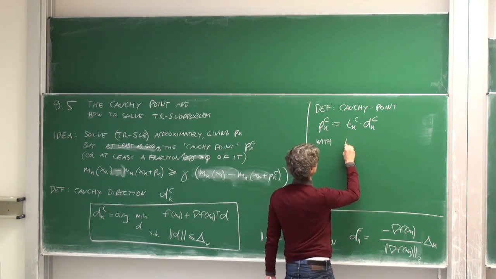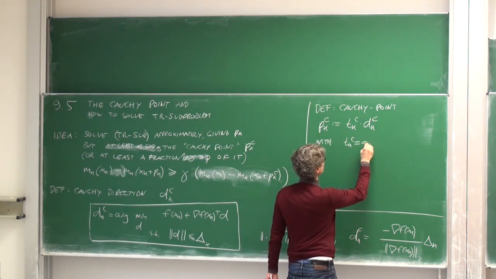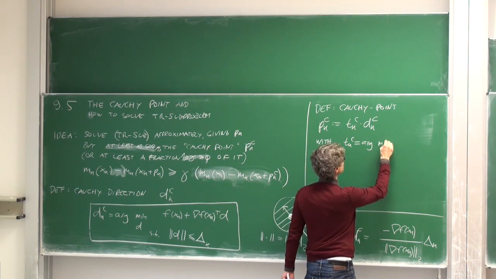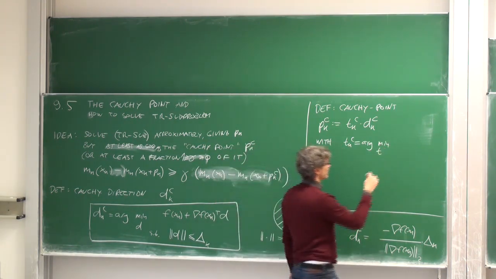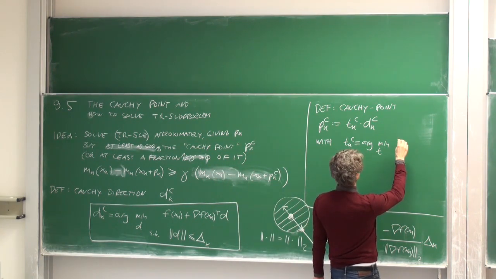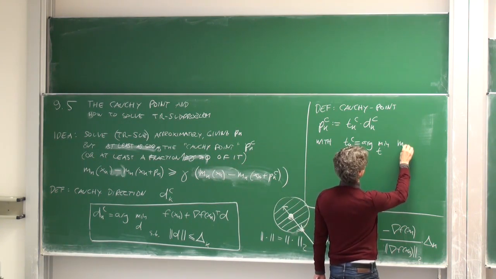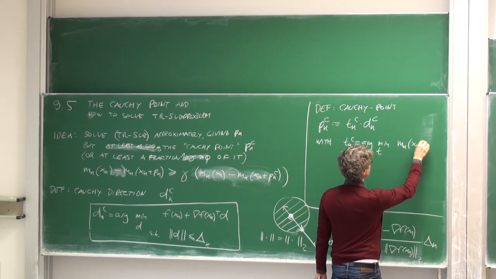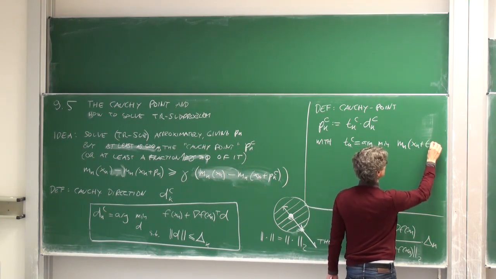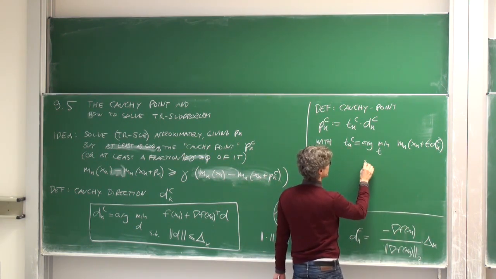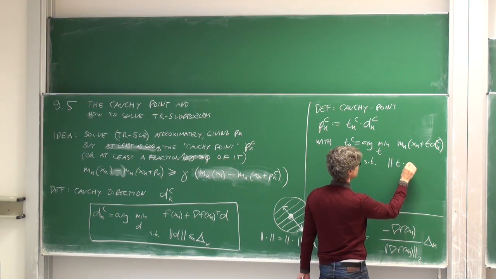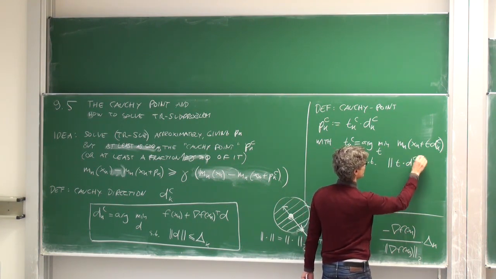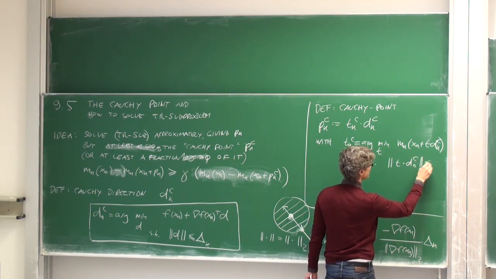With t_k^C being the argument that minimizes over all t the following: the model of our trust region problem at x_k plus t times the Cauchy direction, subject to the condition that t times the Cauchy direction should still be in the trust region.